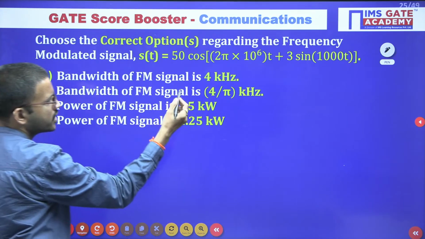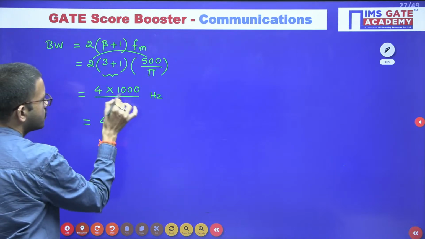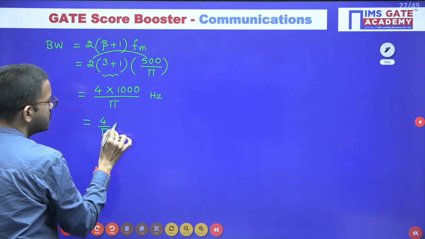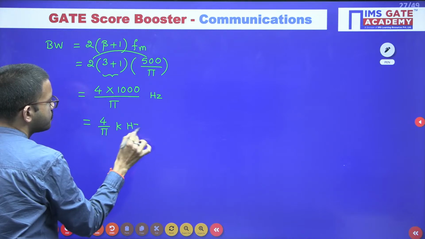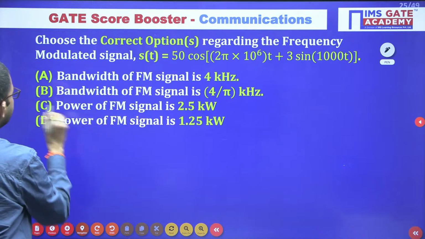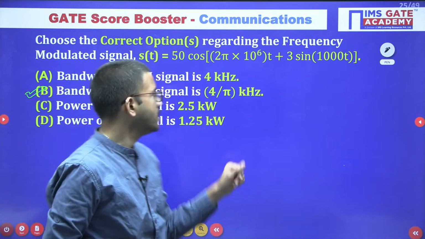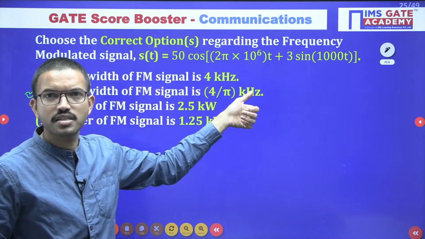Or if you want, you can represent the 1000 in the order of kilo also. So this 1000 I am representing as kilo. That means 4 by pi kHz. Now you can observe the choices. Yes, option B is satisfying, 4 by pi kHz, whereas in option A, 4 kHz is there.